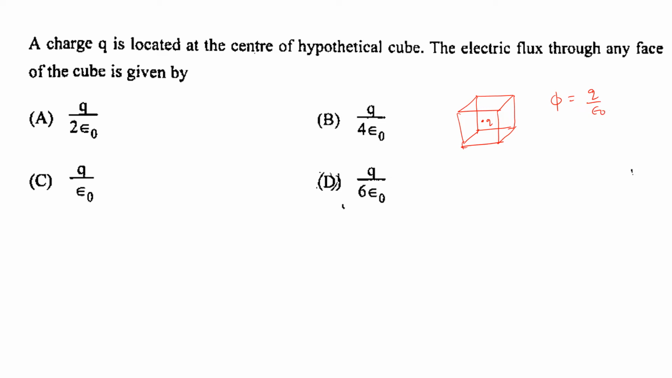So here we have to calculate electric flux through any face of the cube. Since cube is made up of 6 faces, phi face is given by 1 upon 6 q by epsilon naught. Therefore, option D is correct.